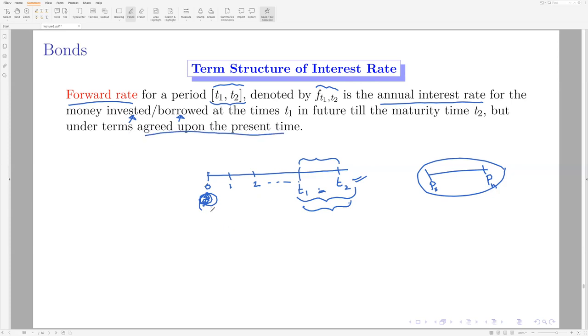So you will sit here and agree with somebody else about investing, that is lending or borrowing money, at some future time for a fixed percentage, that is denoted by F T1 to T2. So this much percentage I will either borrow from you or I will lend to you at time T1, which is the future time, till the maturity T2, which is obviously a future time. So that concept is called the forward rate.